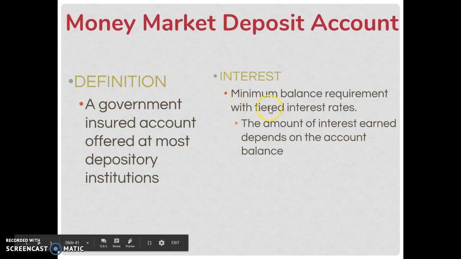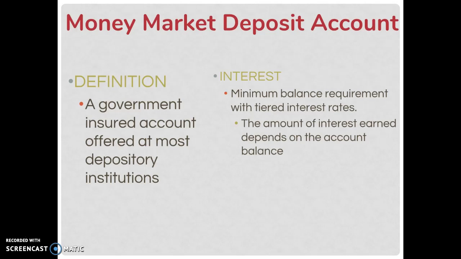They usually have tiered accounts or tiered interest rates. What that means is that the more money you put in, the better interest rate they'll give you. So with most accounts, they'll say if you put in $0 to $5,000, we'll give you a 3% interest rate. If you put in $5,000 to $10,000, we'll give you a 10% interest rate or something like that, because they want more people to save more money with them. And if you do, they'll give you a better interest rate.